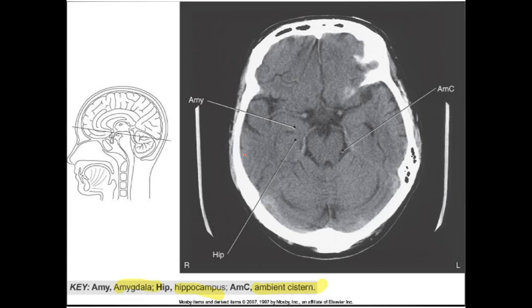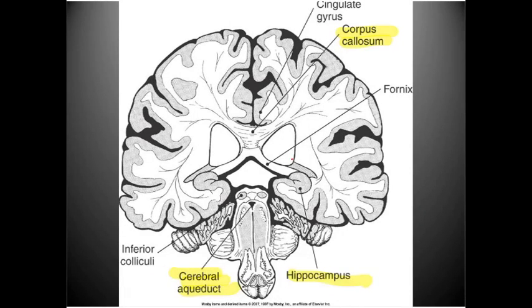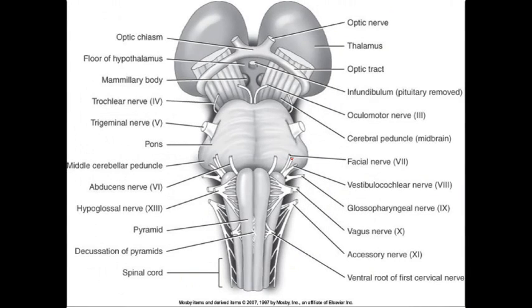Okay, here we have hippocampus, amygdala, and the ambient cistern. We'll bypass this image. Don't worry about this one.